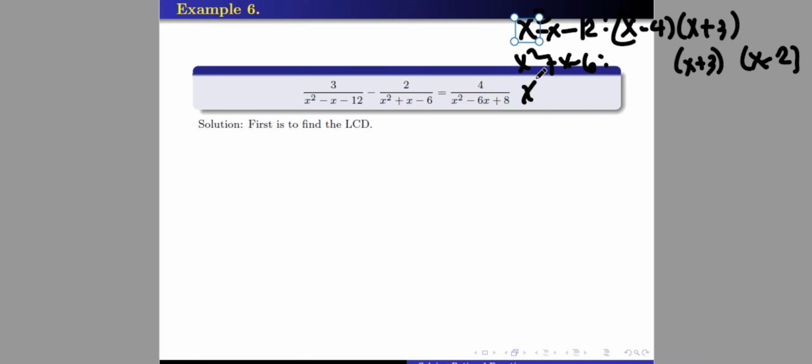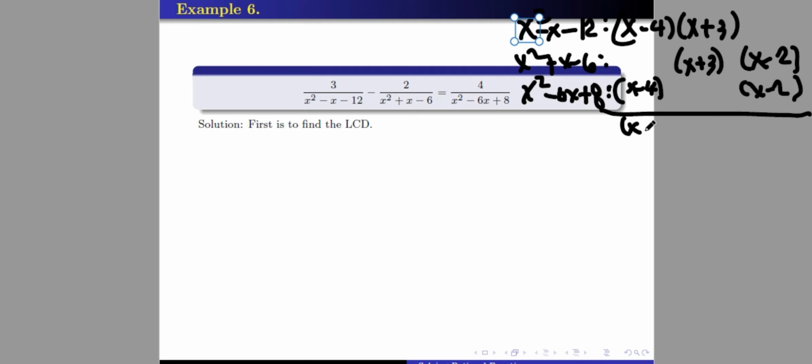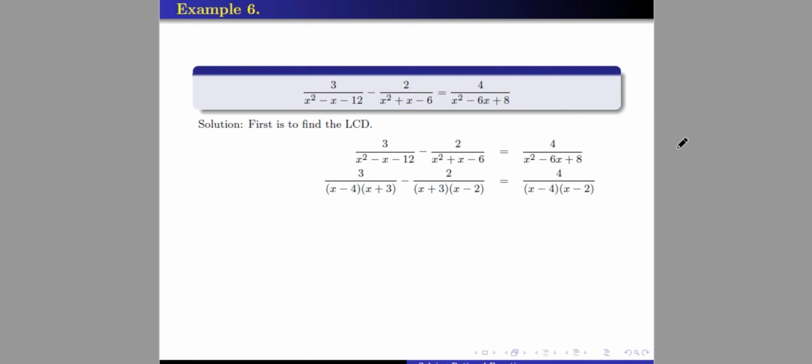And last, the x squared minus 6x plus 8. So the factors for this are x minus 4, so I will write it here on the x minus 4, and x minus 2. So I will write it here. So therefore, the LCD, we have three factors, x minus 4 times x plus 3 times x minus 2. So remember, x minus 4, x plus 3, and x minus 2. So we'll distribute this to every term. So these are the factors.